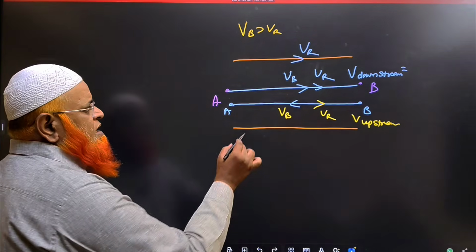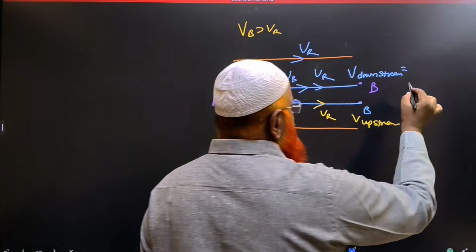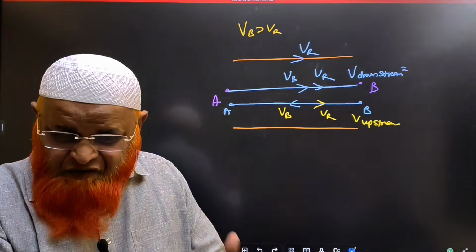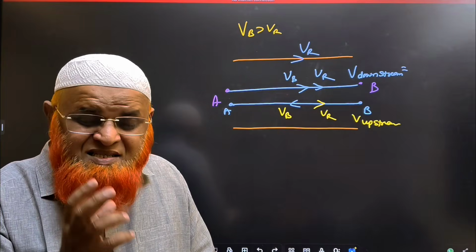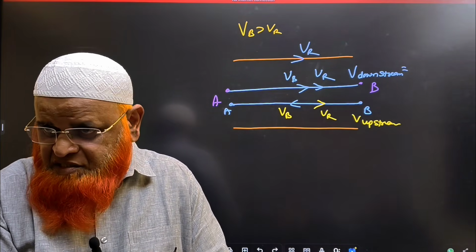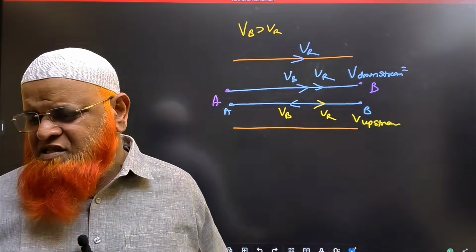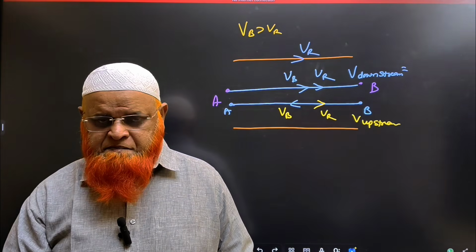Okay, so here what is downstream? How do you measure downstream? See, downstream means you are going very fast. So common sense says that you have to add the velocities. When you add, it becomes faster, isn't it? The value will be more. It's common sense. Nothing is there to think.